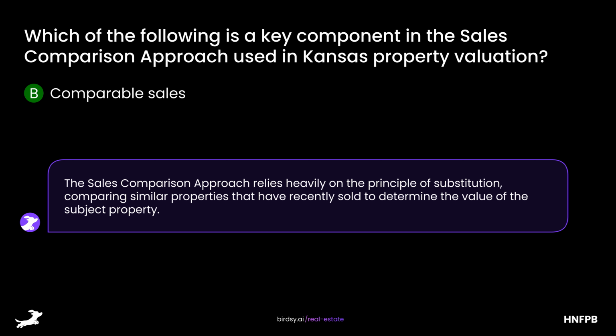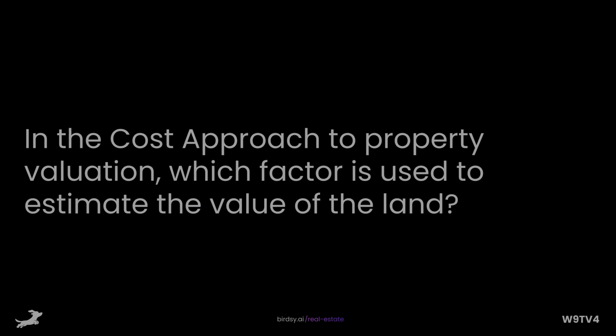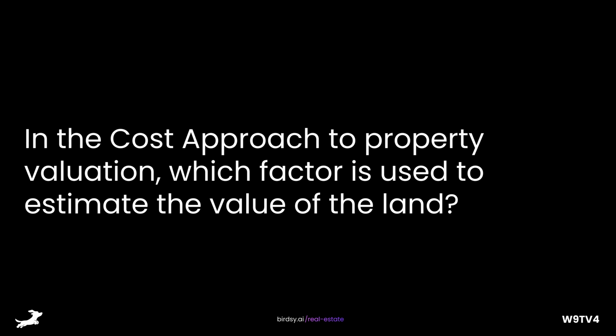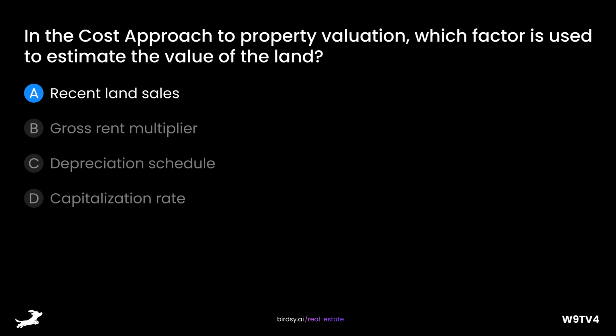The sales comparison approach relies heavily on the principle of substitution, comparing similar properties that have recently sold to determine the value of the subject property. In the cost approach to property valuation, which factor is used to estimate the value of the land? Is it A, recent land sales, B, gross rent multiplier, C, depreciation schedule, or D, capitalization rate? The answer is A, recent land sales.